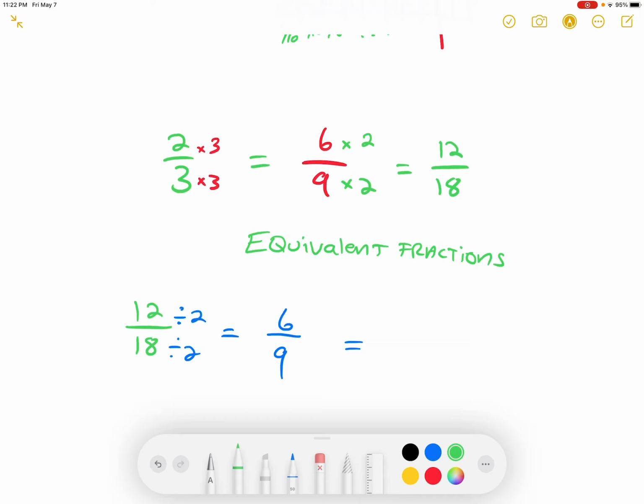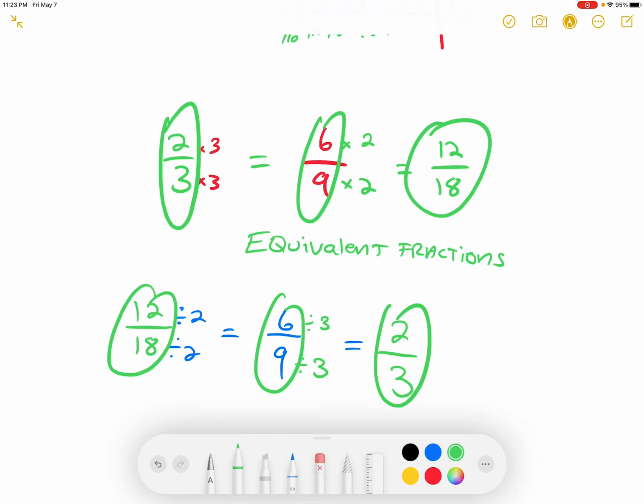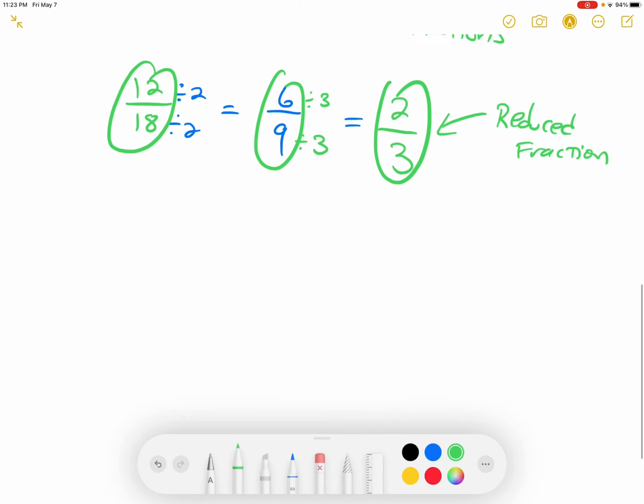Keep going. Remember, it has to be the same number that divides or multiplies both. So what number can divide both 6 and 9? It's not 2, because 9 doesn't divide by 2, but 3 does. 6 divided by 3 is 2. 9 divided by 3 is 3. Look at that. 12/18, 6/9, 2/3. All of them are equivalent fractions because they eventually return to this reduced fraction, is what we call it. And you could keep going up into eternity, but you can only go down so far.